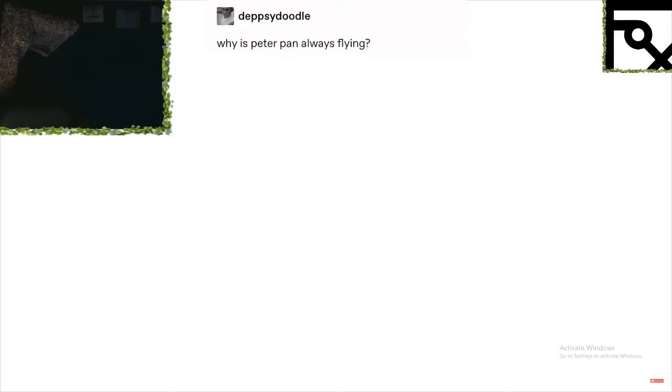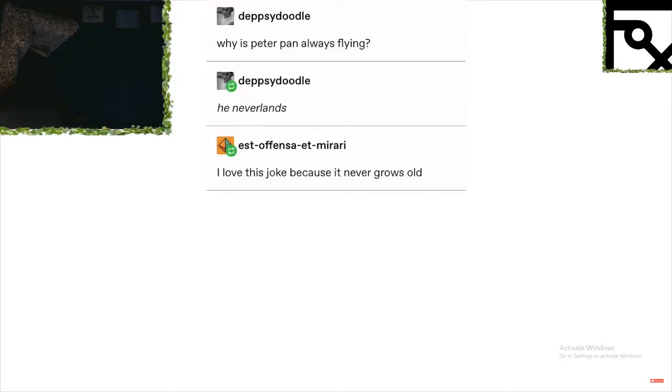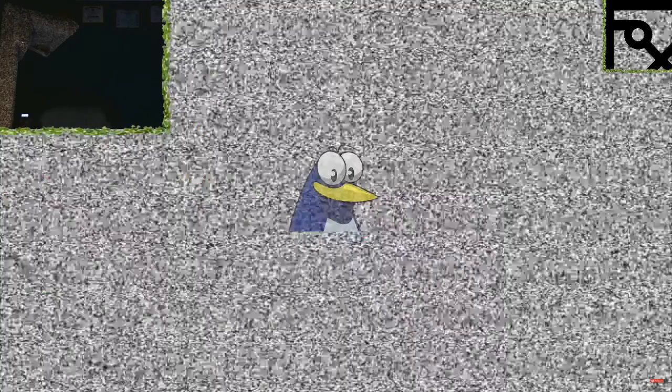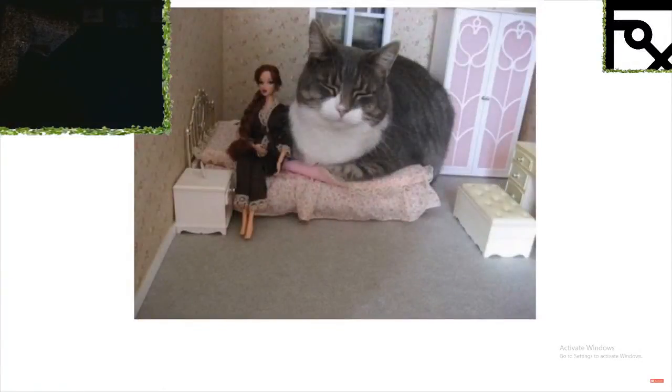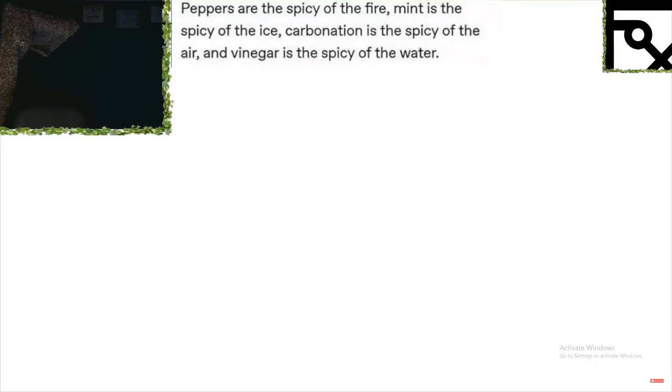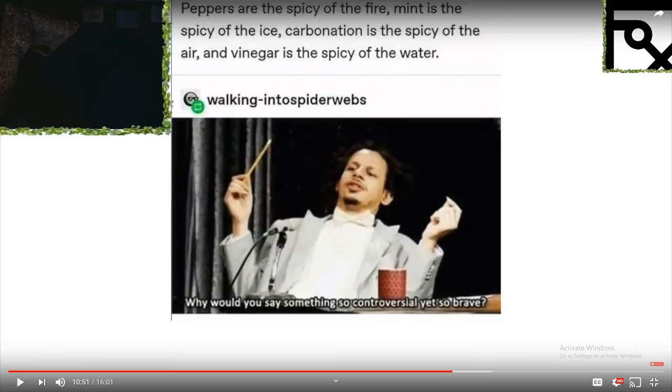Why is Peter Pan always flying? He never lands. I love this joke because it never grows old. It has a nice hook. It ticks to its own rhythm. I don't get it. I'm lost, boys. This is really how it feels with your cat in your bed. Peppers are the spicy of the fire. Mint is the spicy of the ice. Carbonation is the spicy of the air. And vinegar is the spicy of the water. Why would you say something?